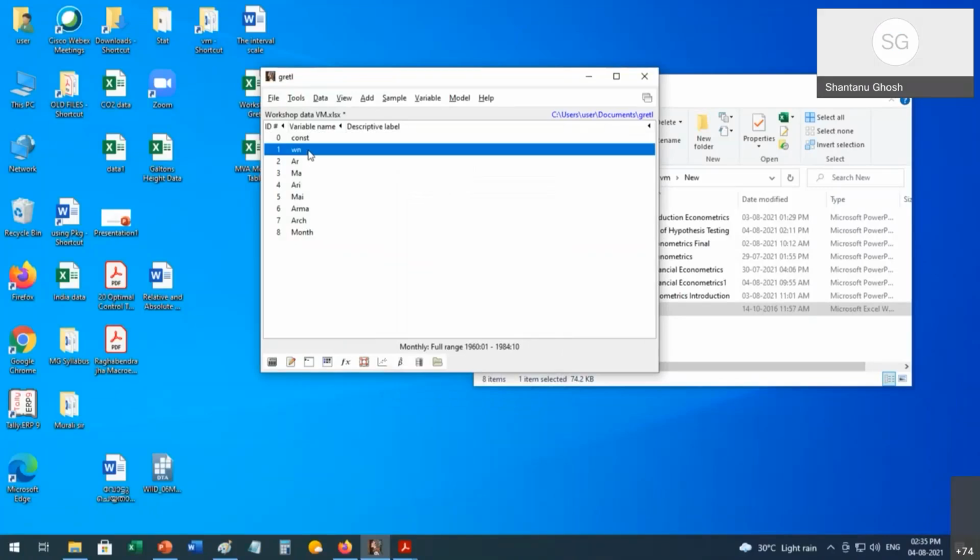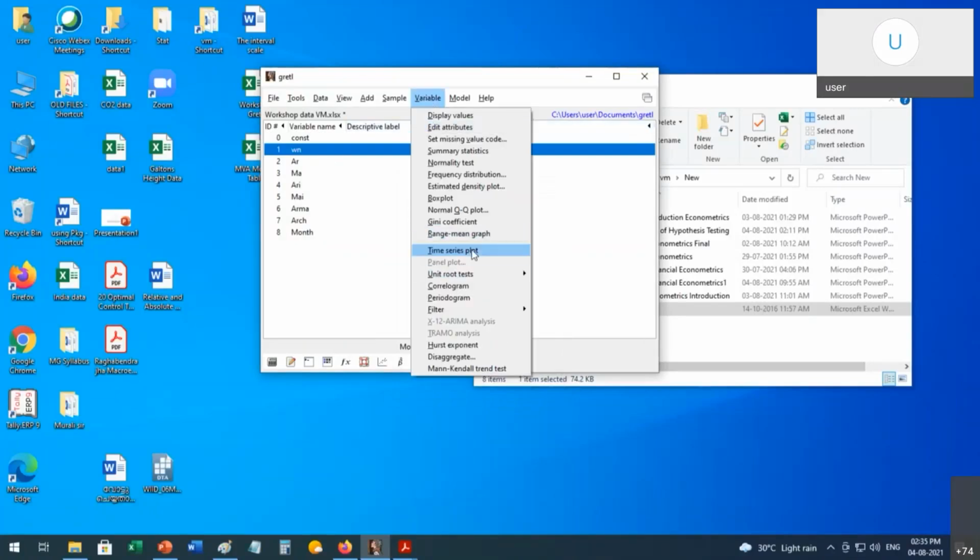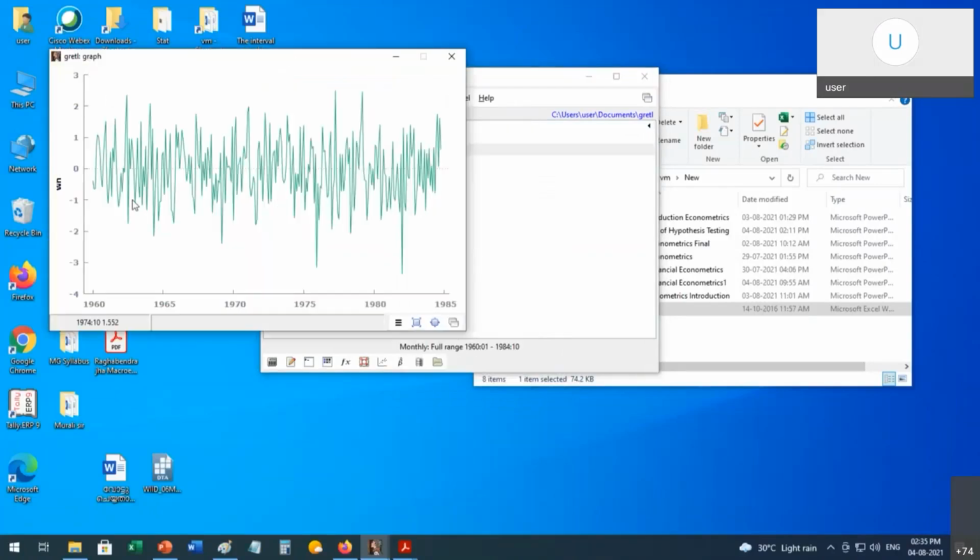So we want to find the nature of the first variable, WN. Go to the variable, we can have a time series plot. Click it. Here we have the time series plot. Stationary, large number of mean reversions. Okay.